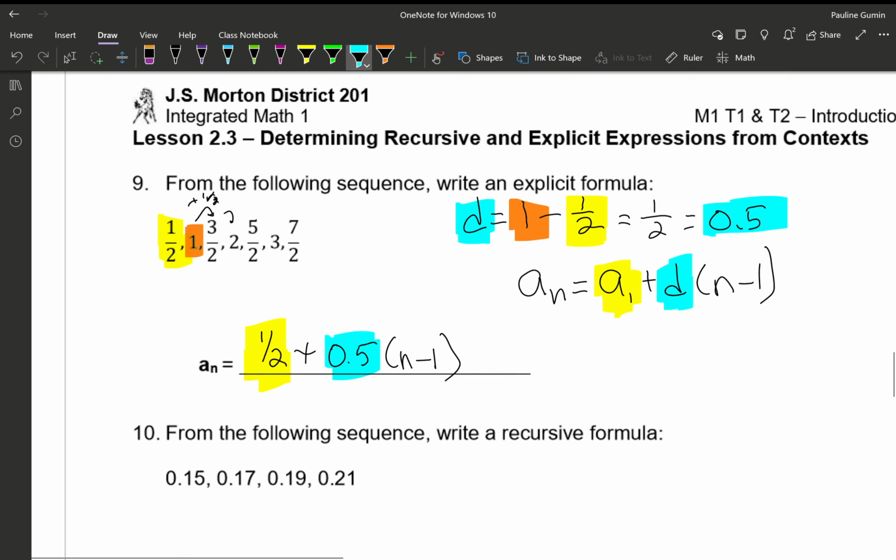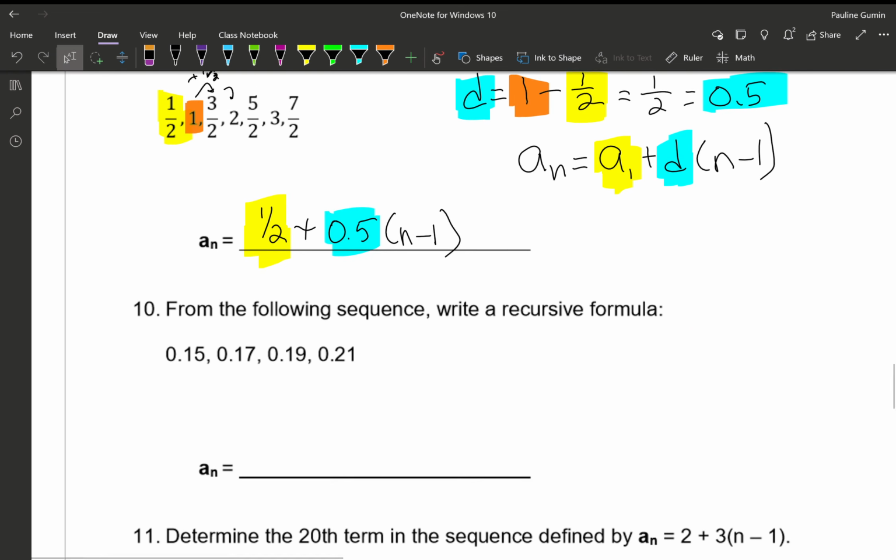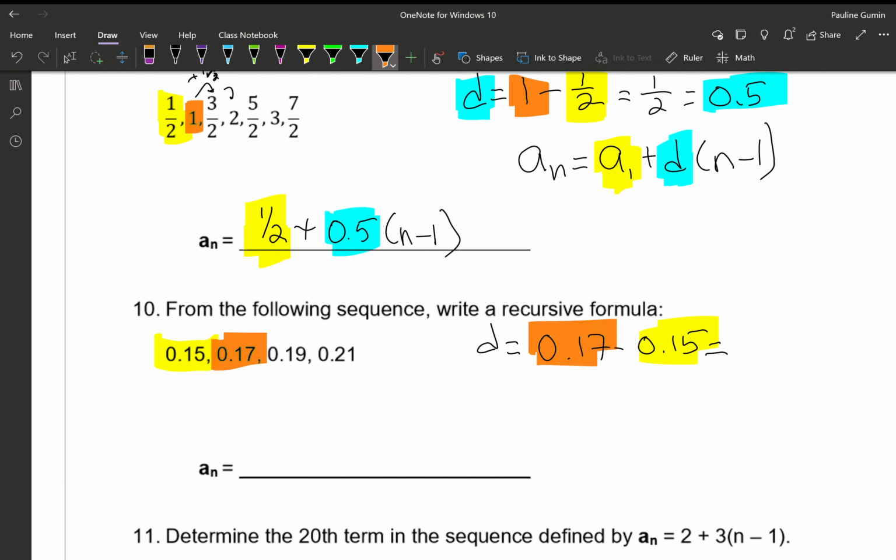All right. Number 10 is our recursive formula. First, let's see if it's arithmetic or geometric. We need to check if we have a pattern. So we're going to take our second term minus our first term. Right. 0.17 minus 0.15 is 0.02. If it's arithmetic, that means each time we're adding 0.02. Let's try it out.